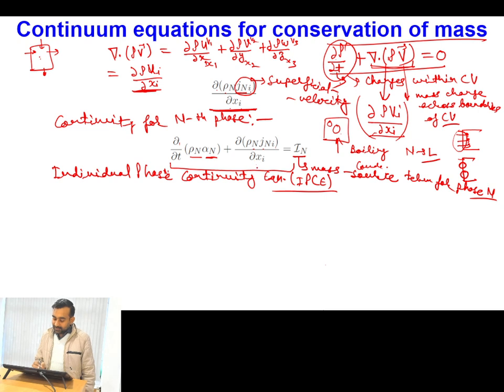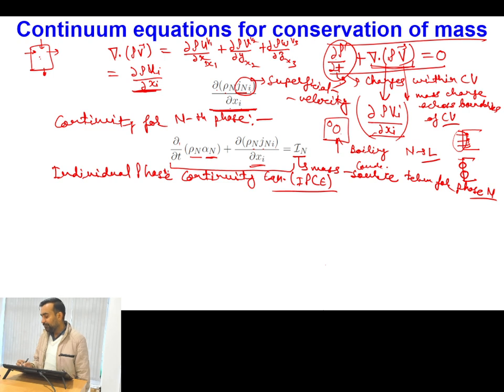And when we write the advection term, which represents the transfer of mass across the boundaries, we write del by del xi of rho n into j n i. Okay, so over here, one small difference from the single phase continuity equation: in the single phase continuity equation, we were writing del by del xi of rho vi. But here we are writing del by del xi of rho n j n i, where j refers to the superficial velocity.